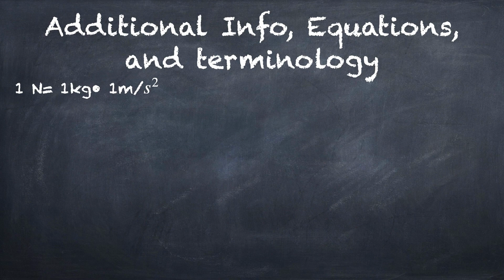1 meter per second squared is a term that describes acceleration. A certain object can be accelerated to a speed of 1 meter per second in the time span of 1 second. 1 newton is the force required to accelerate an object that weighs 1 kilogram to this speed.